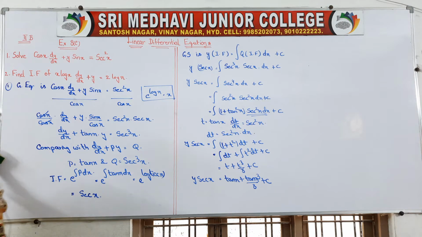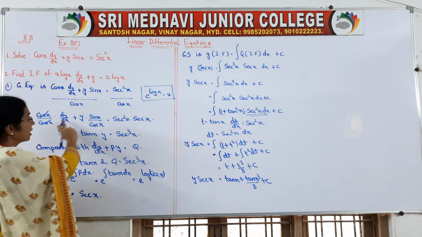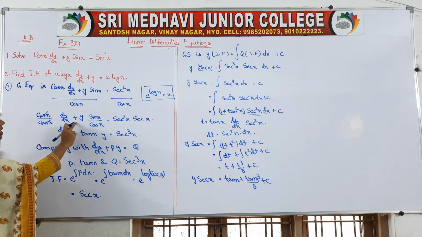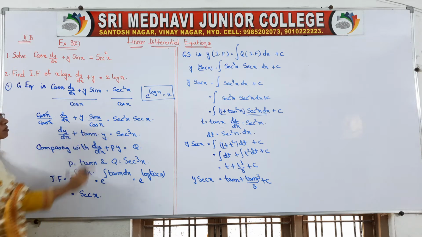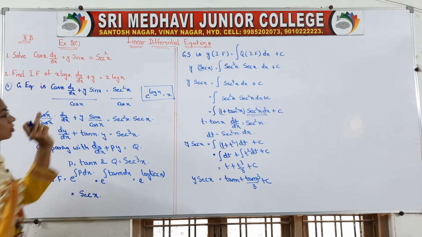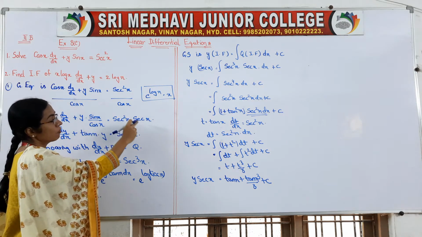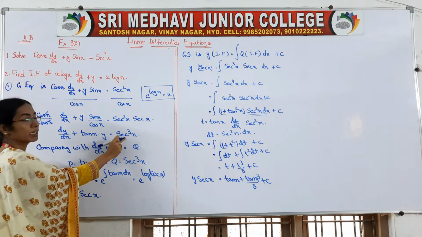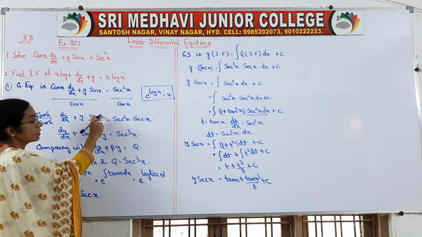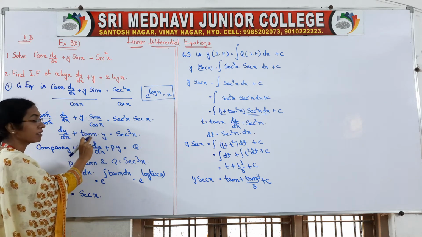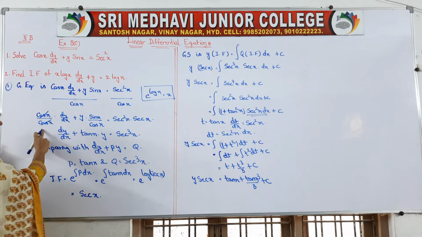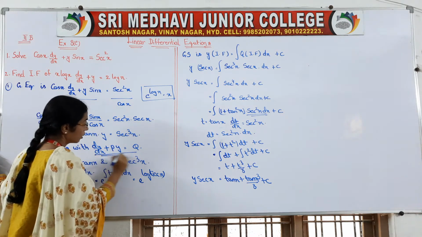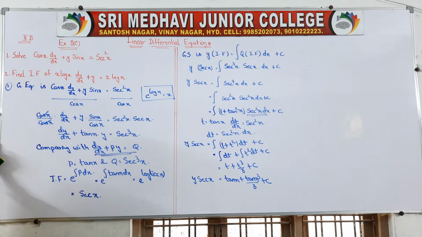Divide with cos x on this side and this side, then separate it: cos x by cos x into dy by dx plus y into sin x by cos x is equal to secant square x into 1 by cos x, which is secant x. So, it is secant cube x, right? Then sin x by cos x can be taken as tan x, and here cos x cancels. dy by dx now comes exactly into linear differential equation form.